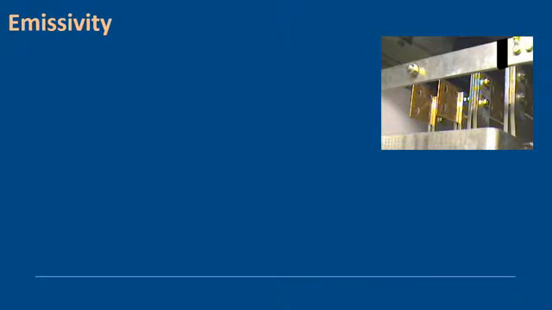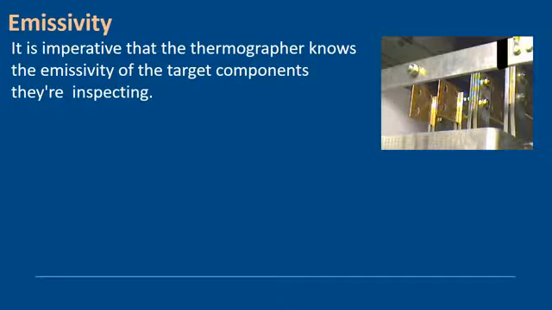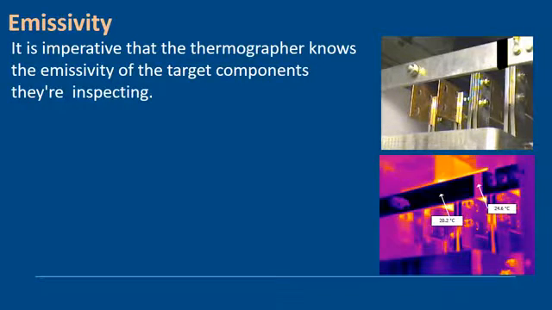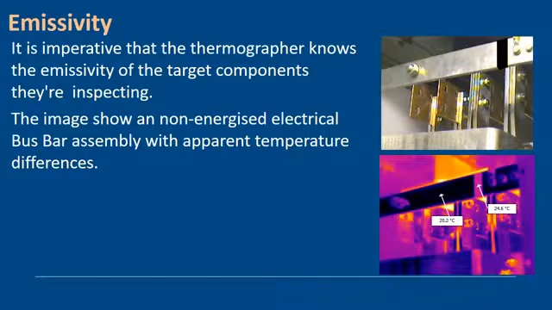Looking inside an electrical cabinet, it's imperative that the thermographer knows the emissivity of the target components they're inspecting. This is a typical inside of a bus section in an electrical switchgear. If we look at the infrared image, it looks like we've got temperature differences, but this image shows a non-energized bus bar assembly with apparent temperature differences. This is actually in manufacture, so it's never been turned on.